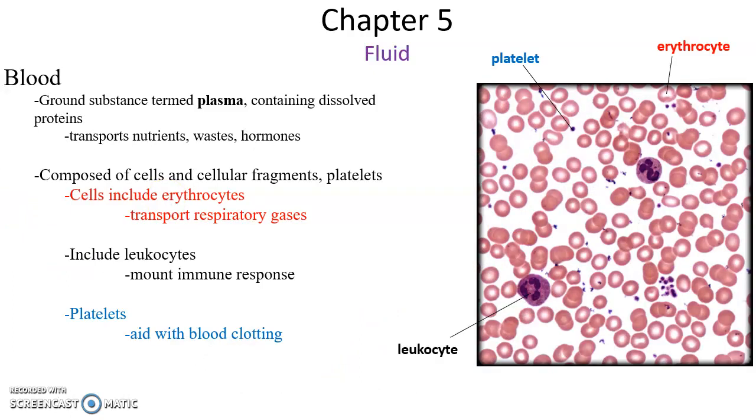Blood. Blood is the liquid connective tissue, connects the whole body. Its ground substance is called plasma. Plasma has lots of dissolved proteins and nutrients and wastes and hormones and heat, but no protein fibers. The cells found in the blood include the erythrocytes, the red blood cells that carry oxygen, the leukocytes, the white blood cells that have important immune response functions, and the teeny tiny platelets that aid in blood clotting.